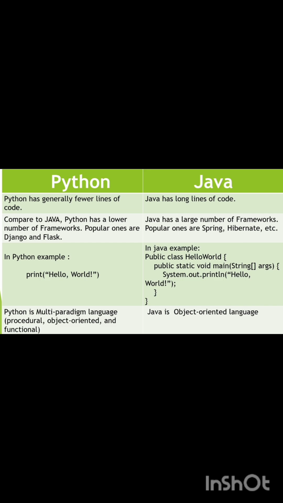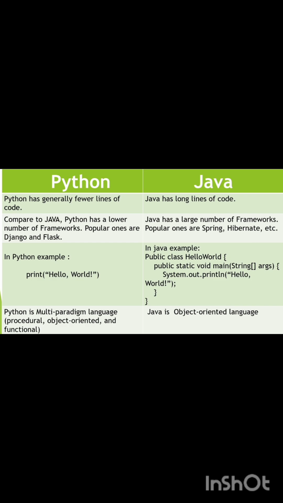Python generally has few lines of code, but Java has long lines of code. Python has simple lines of code because of its simple syntax, high level abstraction and dynamic typing, but Java is a statically typed language with more explicit declarations. Compared to Java, Python has a lower number of frameworks. Popular ones are Django and Flask, and Java has a large number of frameworks. Popular ones are Struts and Hibernate.